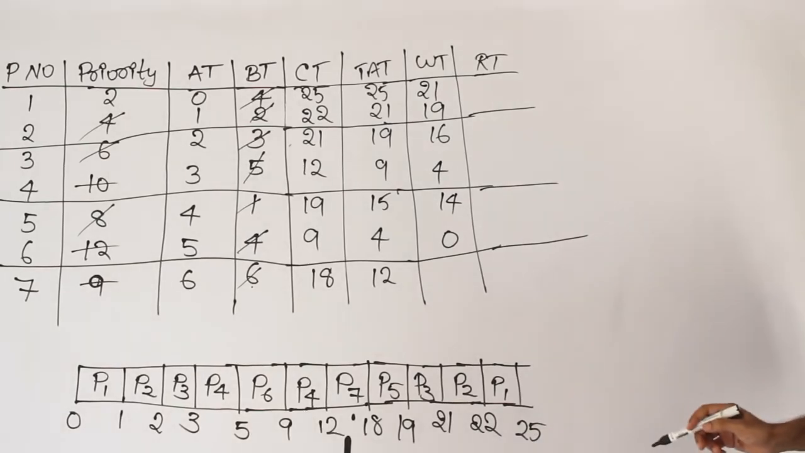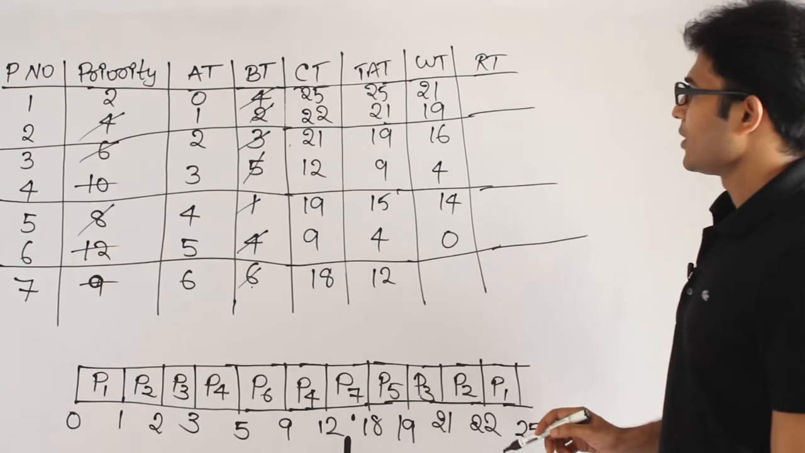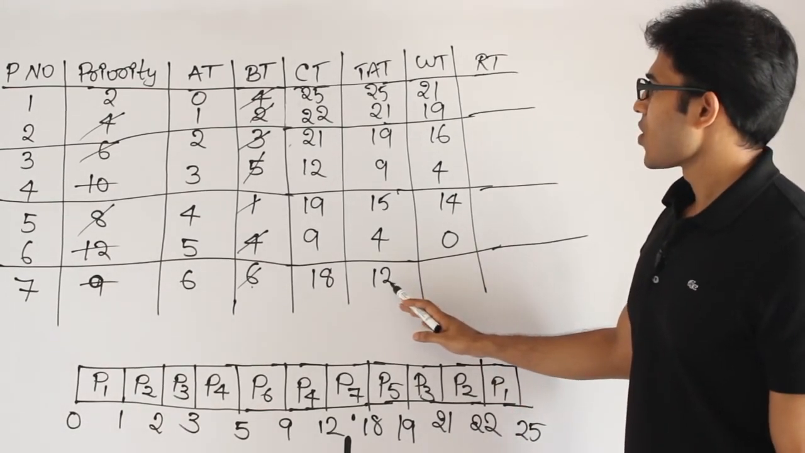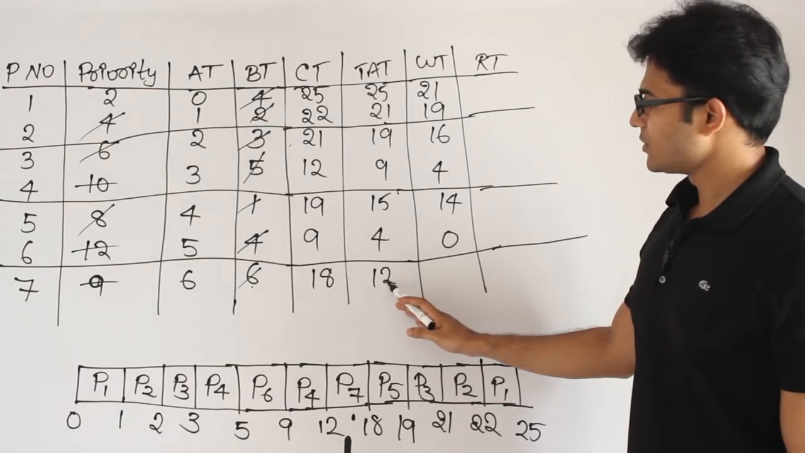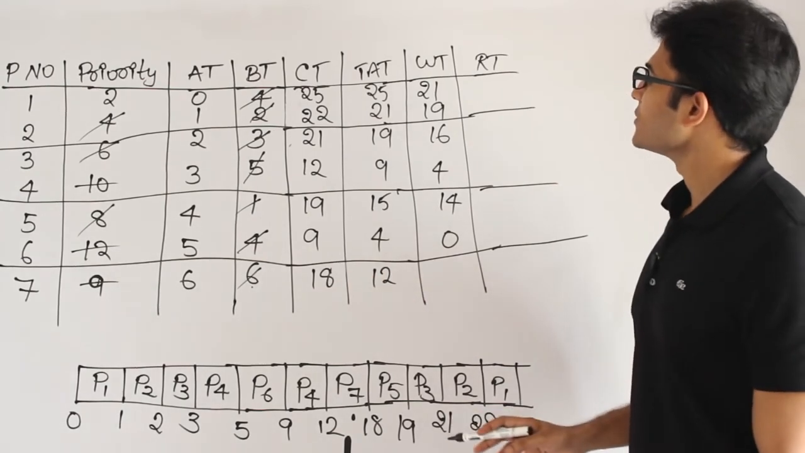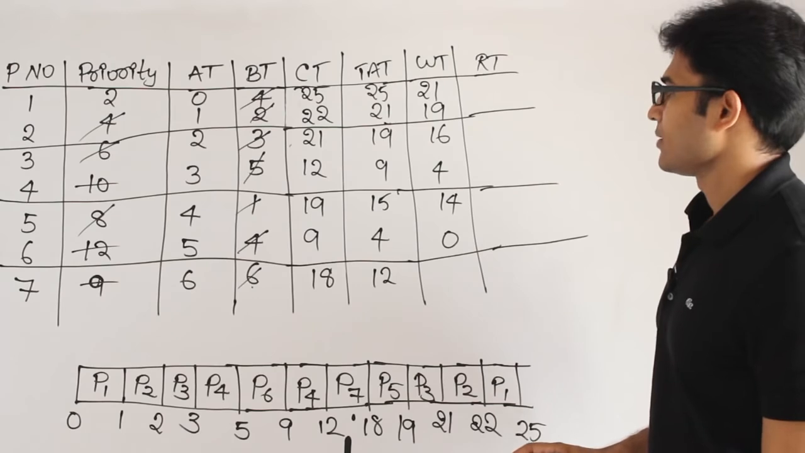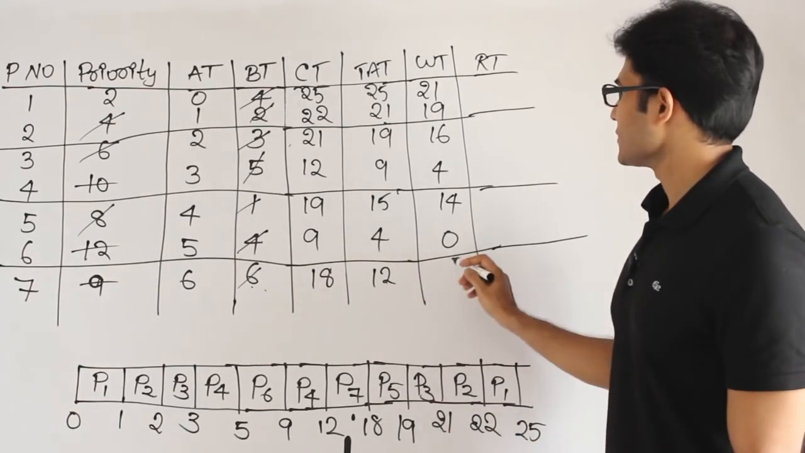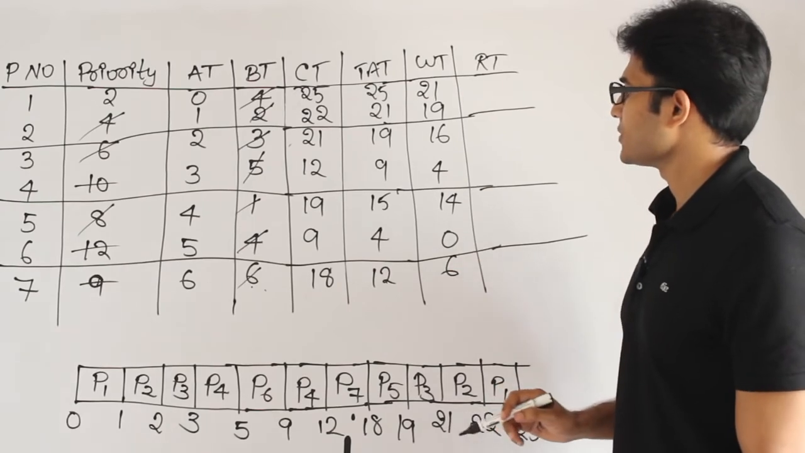Waiting time of P6 is 0, fine. And then waiting time of this one is what, 7, right? Waiting time of this one is this one minus burst time, which is 6. Turnaround time minus burst time, which is 6.